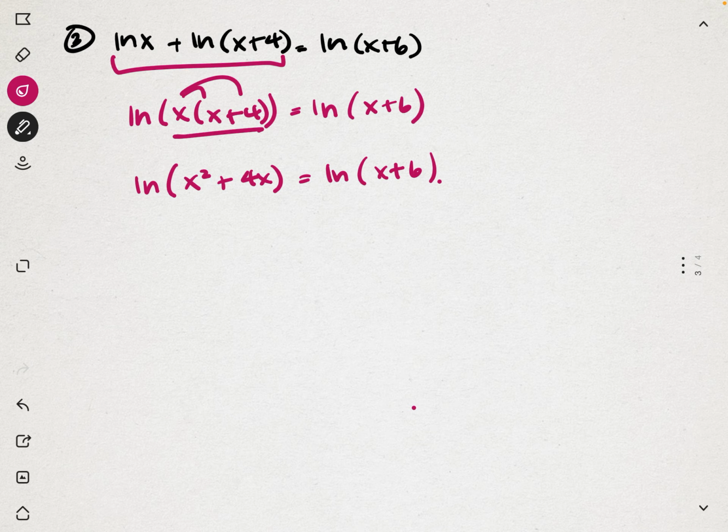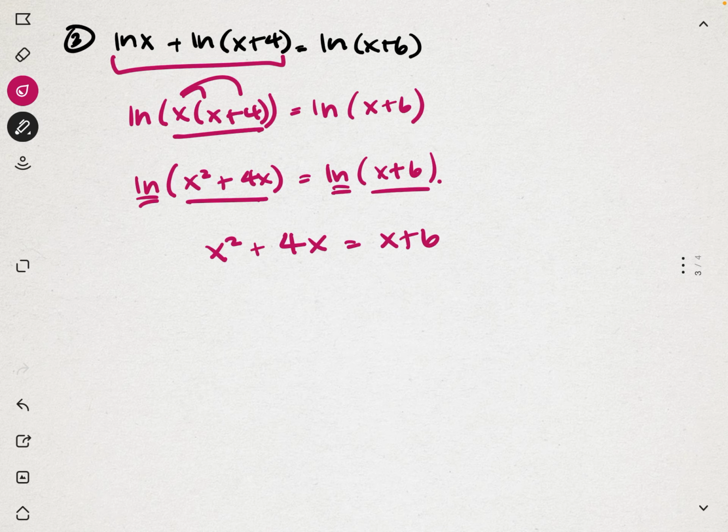All right, and because we have the same log on both sides, we have ln, which, just a refresher, means that we have base e there. It's like log base e, right? Just to remind ourselves what ln means. Then we can just say if ln of this thing is equal to ln of this thing, then those two things, x squared plus 4x, has got to be equal to x plus 6.